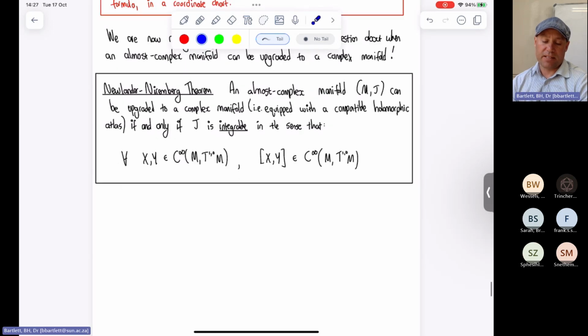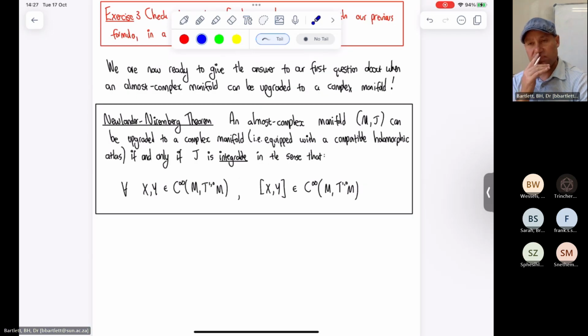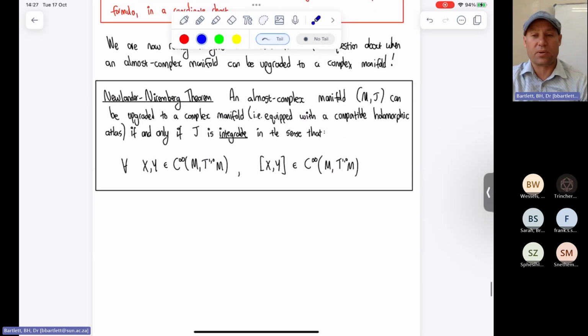Okay, any questions about that? So I'm not going to prove this. But it's a thing that we're just going to take on faith. But it's a nice statement that tells us exactly when an almost complex structure can be upgraded to a complex structure.